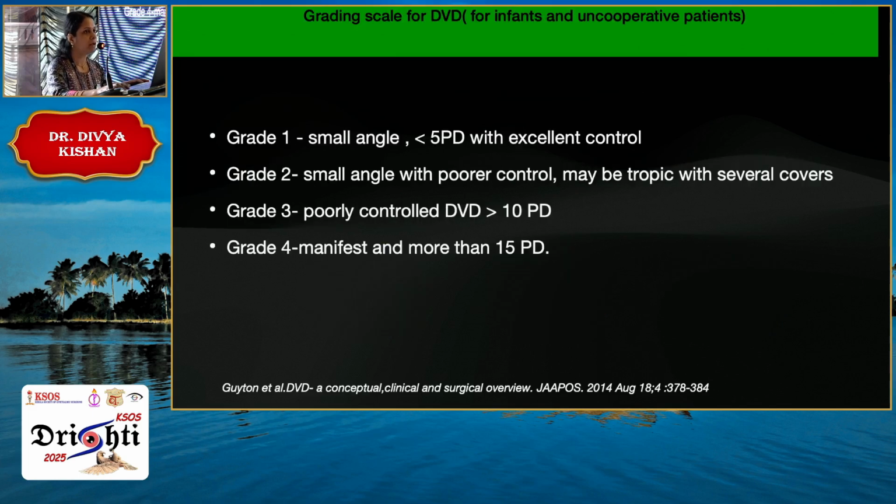So it may not be easy to measure the DVD in infants and uncooperative patients. Then you have to grade them on a scale of 1 to 4. In grade 1, it is a very small angle with excellent control. Grade 2 is a small angle with poorer control, which is very tropic with several covers. Grade 3 is a poorly controlled DVD, and grade 4 is a manifest DVD that is more than 15 prism diopters.